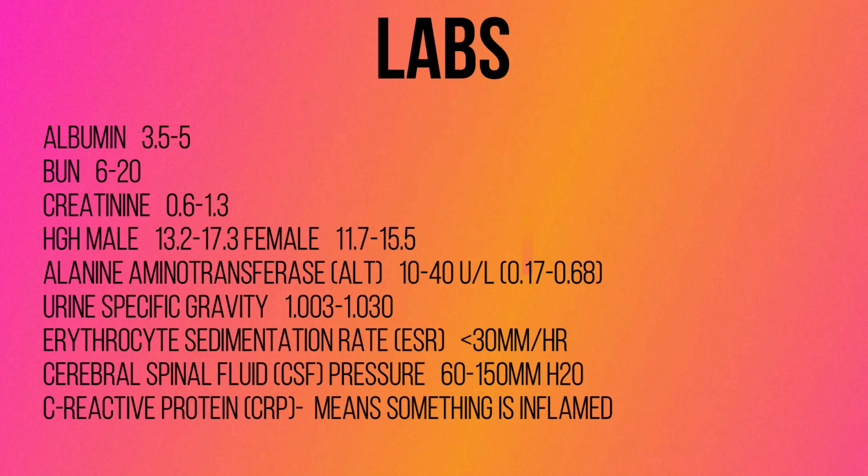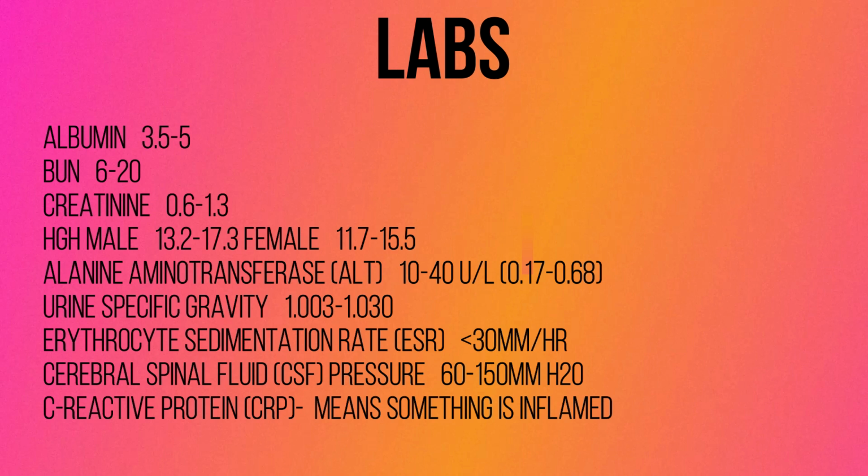The next one is called ESR, erythrocyte sedimentation rate. As the name says, it tells you how quickly erythrocytes, which are red blood cells, settle at the bottom of a test tube. So basically, if it's too fast, there's inflammation in the body. I haven't really seen that much either. And what you want is for it to be less than 30. So the next one is CSF, cerebrospinal fluid. The normal pressure for that is 60 to 150.